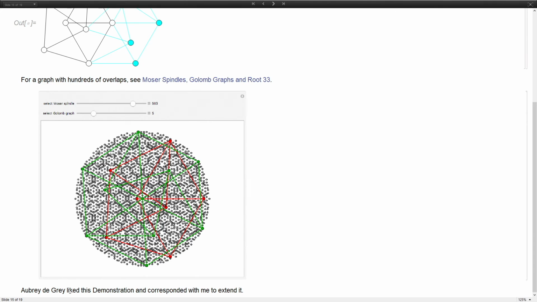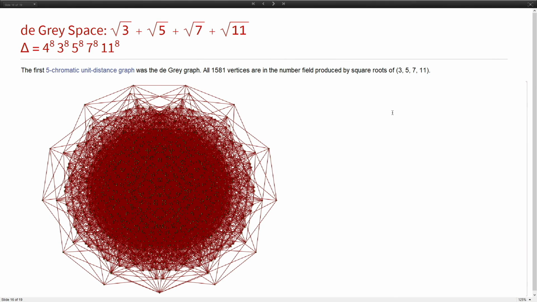He said, I think I can extend this and maybe solve the Hadwiger-Nelson problem, which is the chromatic number of the plane. And so I corresponded with him, and he was correct. He solved one of the most famous unsolved problems in mathematics just a few months ago with this graph. Now, I made the mistake of thinking that the square root of 5 and the square root of 7 weren't important. And he proved that they were, and he used Mathematica to solve the problem. So the biggest mathematical result of this year used Mathematica. Oops, and it's right here.